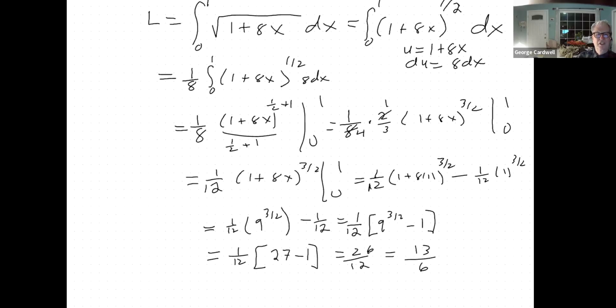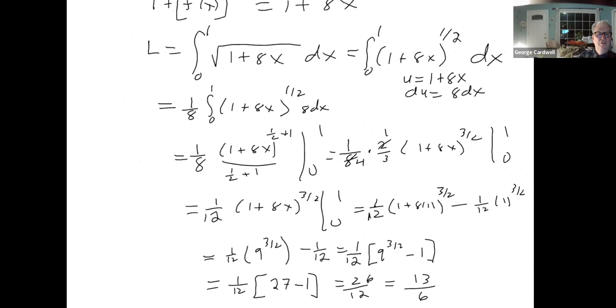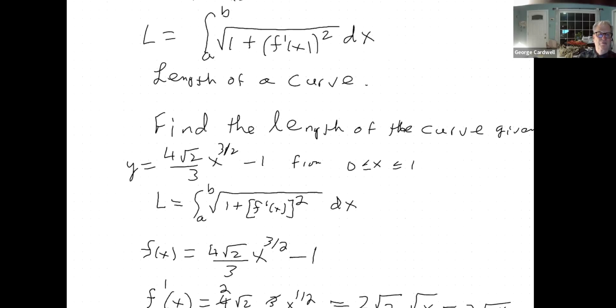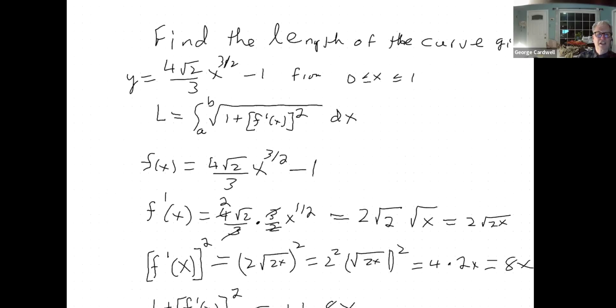So really the process I did was, first of all, identify what f of x is, what the bounds are, and then do what the arc length formula told me to do. First thing I got to do is get f prime x. Formula says once you got f prime x, square it. So I squared it.